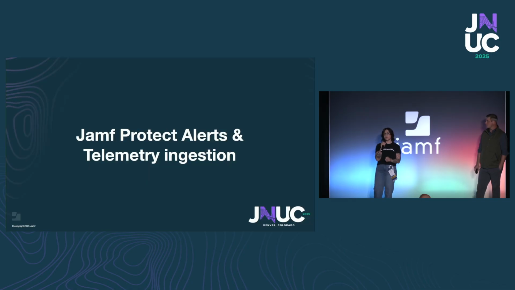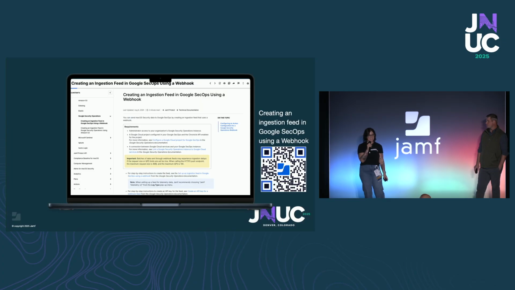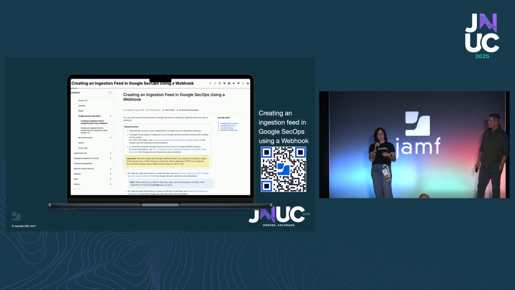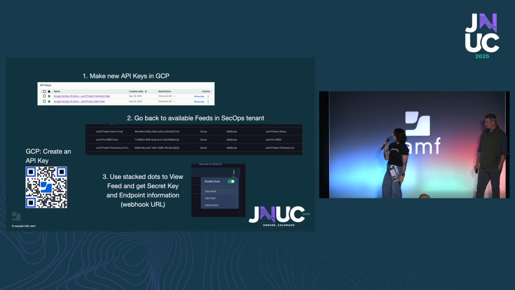Protect. This one's really well documented, so I'm going to go even faster through this. The Jamf Learn docs has a nice write-up on how to set up ingestion for Google SecOps using a webhook. For the maybe Mac admins in the room that haven't done a ton with Protect directly, I will give you some screenshots on what the plan and the actions and that stuff looks like so you can get a sense of what it would look like to set that up.